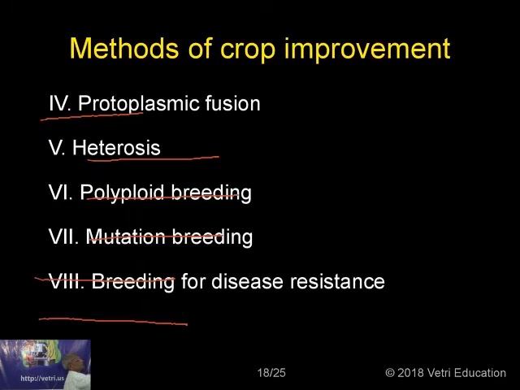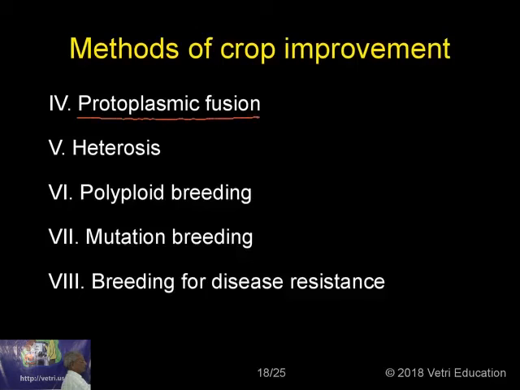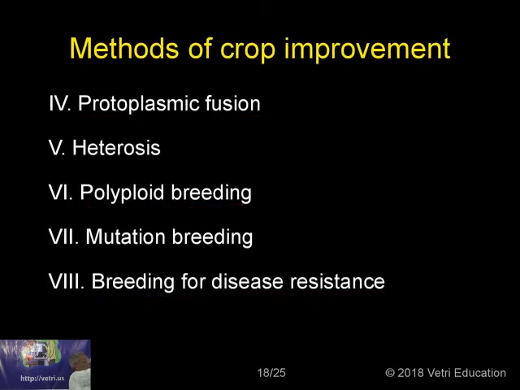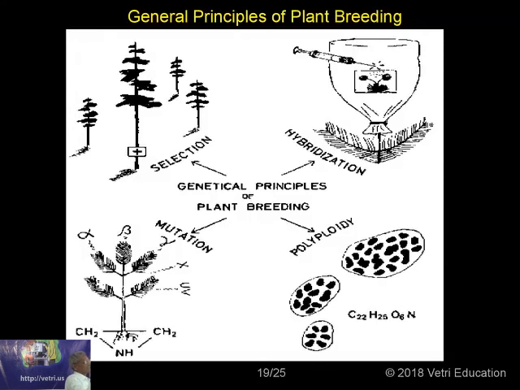Then the fourth one is protoplasmic fusion, heterosis, polyploidy breeding, mutation breeding, and breeding for disease resistant, drought resistant, saline resistant, etc. The different types of resistant varieties. So these are the different methods for crop improvement. We are going to study one after another. As I was telling you, I will not be able to do all the things in one class. Perhaps in two classes we will be able to finish this. So selection is one method of crop improvement, hybridization is another one. The beautiful diagram shows how many methods of plant improvement there are.